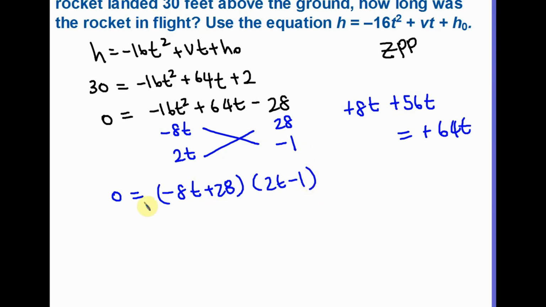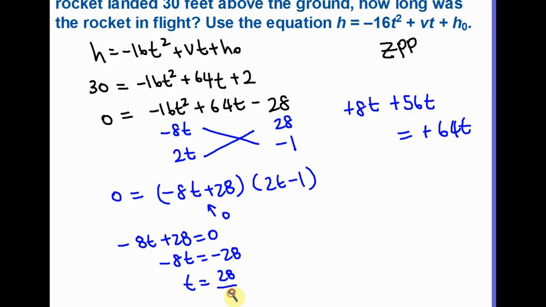Now that it's ready to use the zero product property, if I set the first group equal to 0 and subtract 28 on both sides, I'll get negative 8t is equal to negative 28. If you divide by negative 8 on both sides, t is equal to 28 over 8, which simplifies to 7 over 2. The second group also has to equal 0. 2t minus 1 is equal to 0. If you add 1 on both sides, 2t is equal to 1, and t has to equal 1/2.